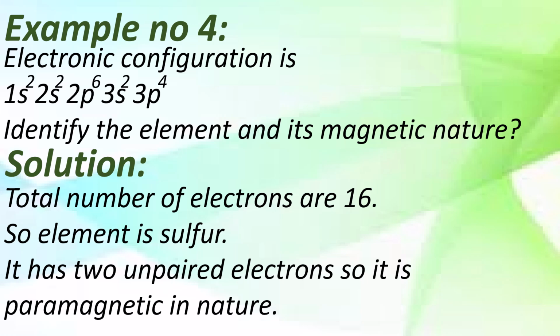So it is paramagnetic in nature, that is, weakly attracted by a magnetic field. These unpaired electrons, because they are negatively charged, create electric and magnetic fields and act as a tiny magnet. So it is paramagnetic in nature.